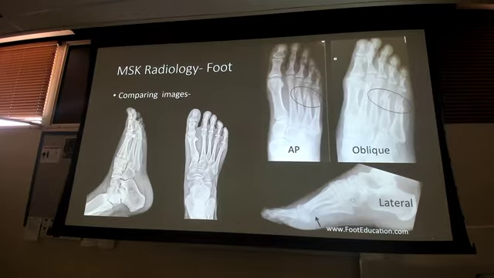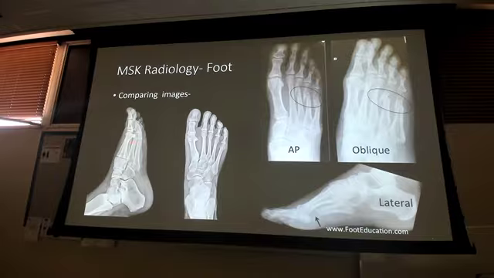This here is showing you an AP oblique, right? We got fractures of the third, fourth, and fifth metatarsals. But why we get those different views, it kind of helps us with displacement and things along those lines of what's going on. Normal over here.